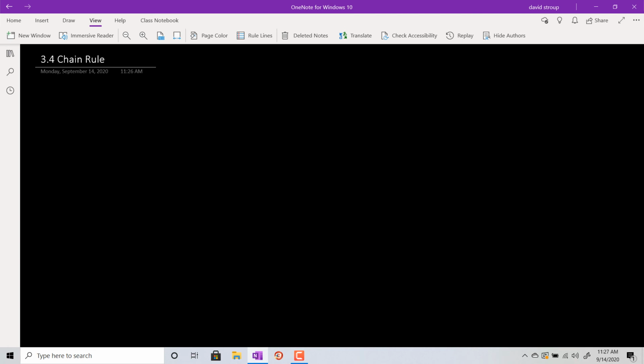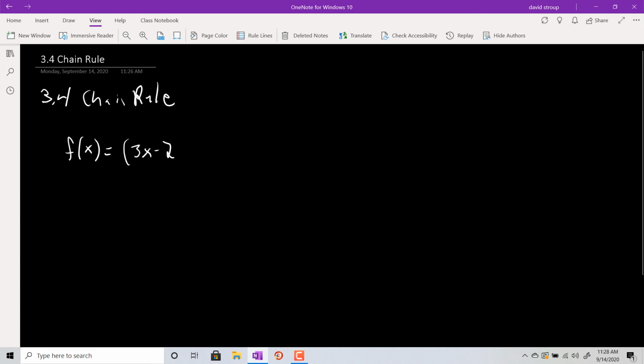Okay. So some preliminary remarks for an intuitive understanding of what's going on here. Consider the following two functions. f of x equals 3x minus 2 raised to the second power, versus f of x equaling x squared. We know how to take the derivative of the second one.